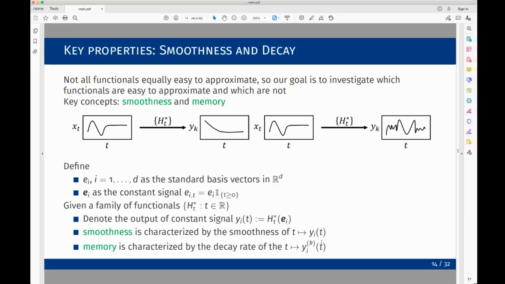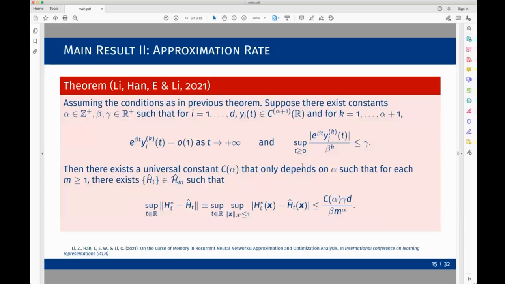Okay, so in other words, by looking into the output of functionals for constant signals, we can investigate the smoothness and the memory of our family of functionals H_t star. Now here comes our second main result on the approximation rate.